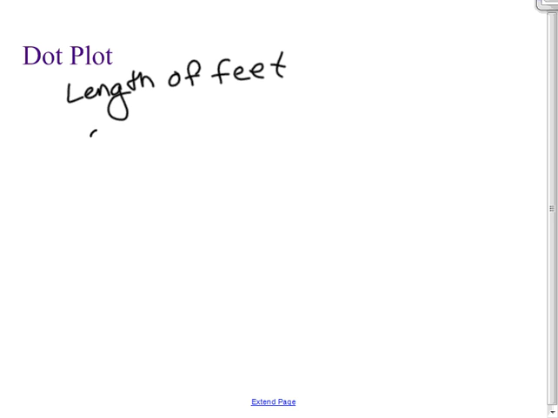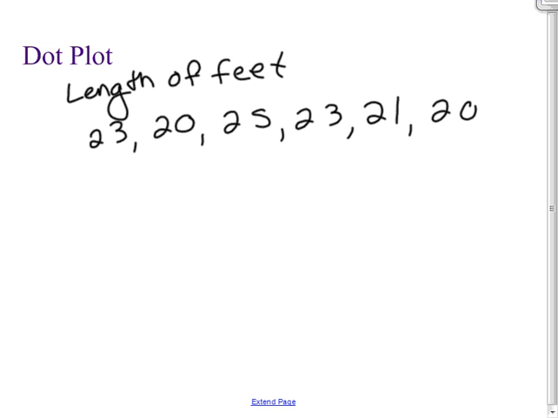One person had a 23 centimeter foot, excuse me. One person had a 20 centimeter foot. Then we had 25, 23, 21, and 20. So we just checked out 6 different people. So to help organize this data, you may wish to do a dot plot.